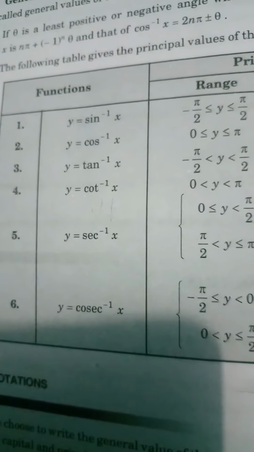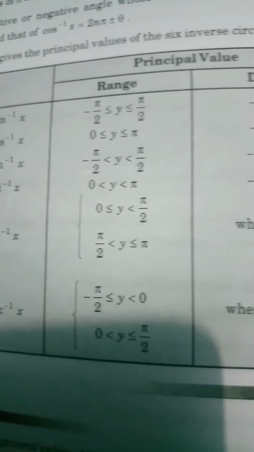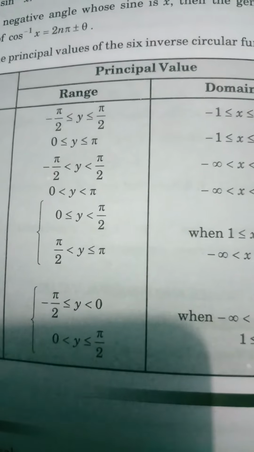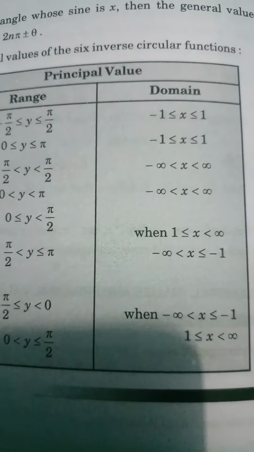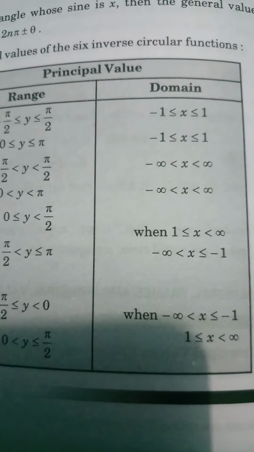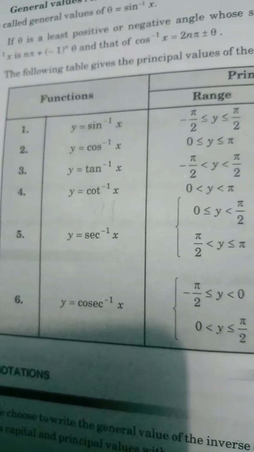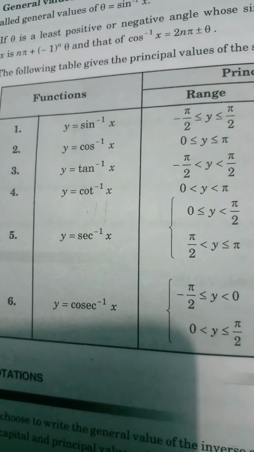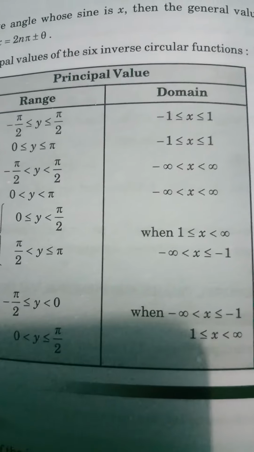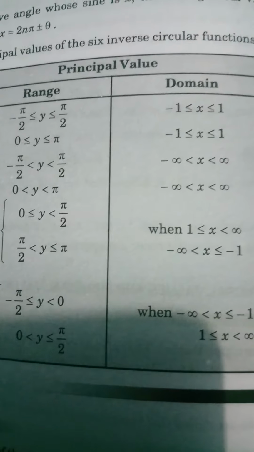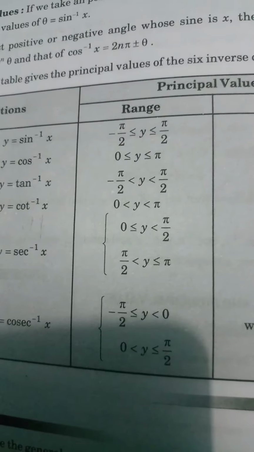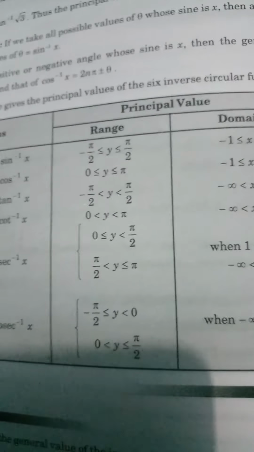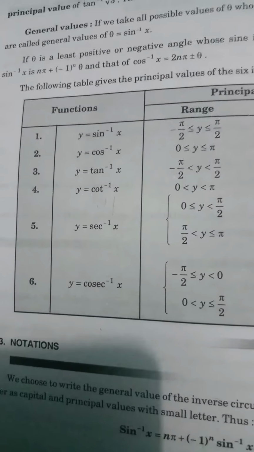Function y equal to sin inverse x: principal value range y lies between minus pi by 2 and pi by 2, and the domain is minus 1 less than or equal to x less than or equal to 1. Y equal to cos inverse x: its domain is x lies from minus 1 to 1, and the range is 0 less than or equal to y less than or equal to pi. These are the table of principal values of functions.